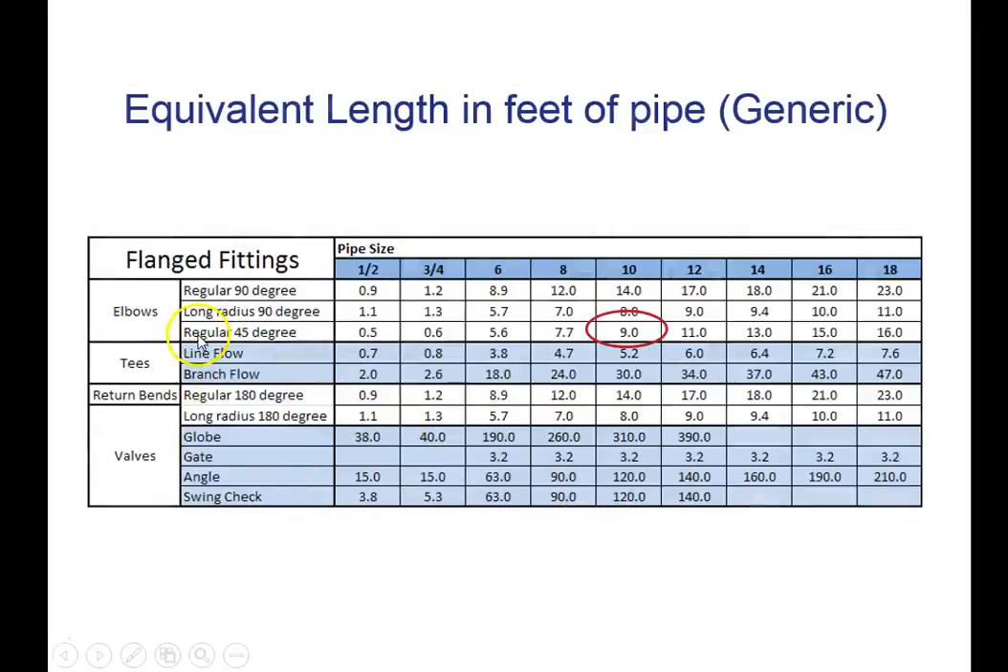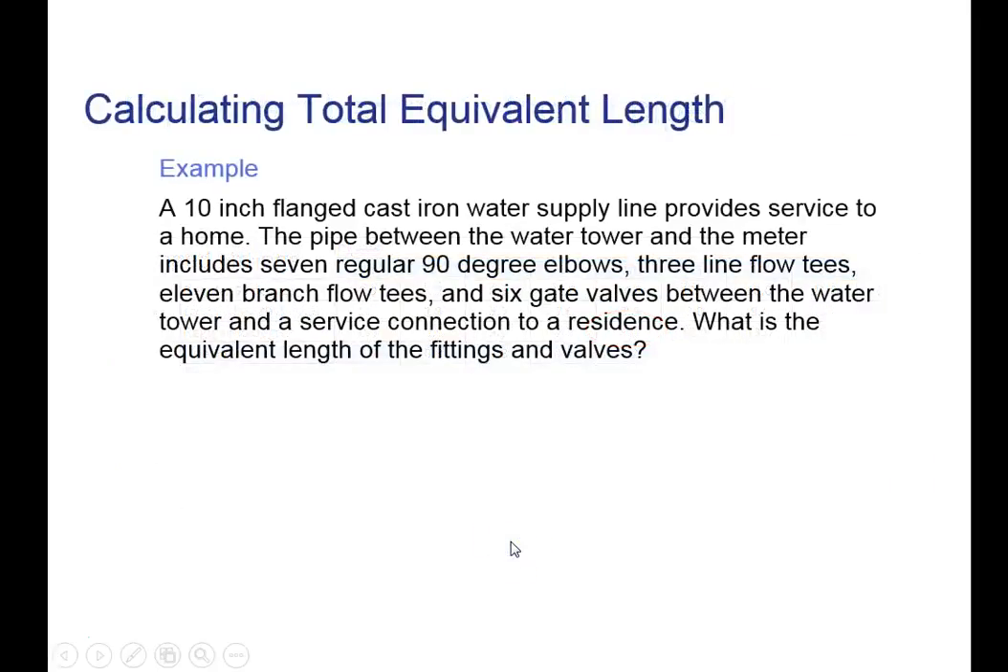And so what we'd say here is, if I have a 45-degree regular elbow, it would be equivalent to different things based on how big the pipe is. So if I have a 10-inch pipe and a 45-degree regular elbow, we'd say that's the same as 9 foot of pipe. If I had a globe valve and a 6-inch pipe, that valve is the same as 190 foot of pipe when we're calculating.